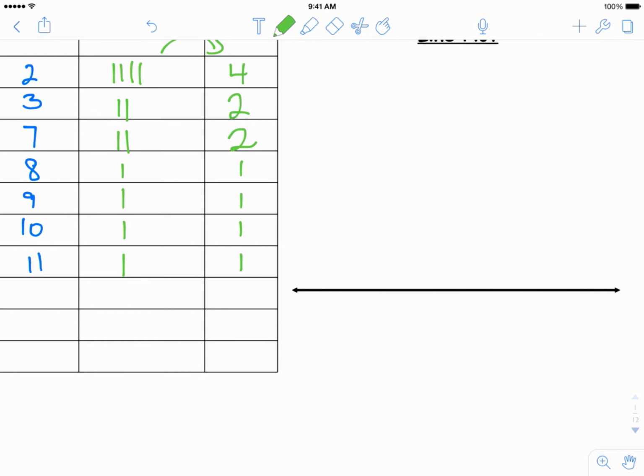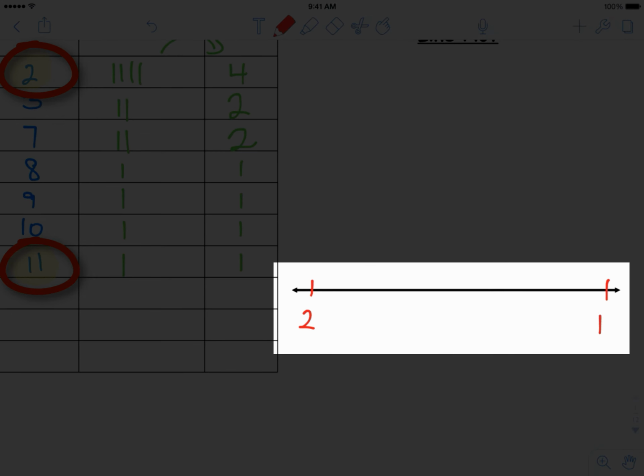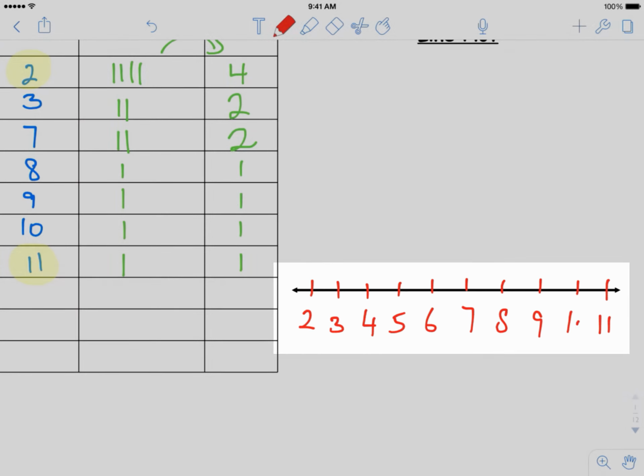To turn this information into a line plot, we first need to identify the minimum, which is basically the smallest number on the list, and the maximum, which is the largest number, and they are 2 and 11 in this case. Then we fill in the rest of the numbers on the number line between the minimum and the maximum values. Since there is no specific information about what the data values mean, we will just label the line plot as numbers.